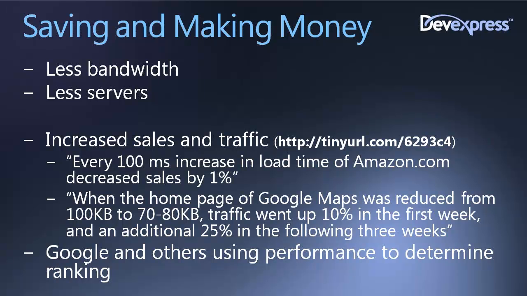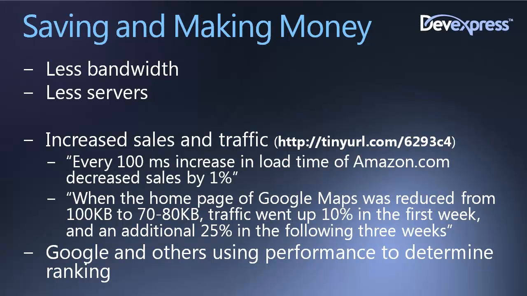For every 100 millisecond increase in load time, Amazon actually loses 1% of their sales, and there's some more info on Google Maps. The other thing is Google and other search engines are starting to use performance to help determine ranking. So if your site performs better, you're going to get a higher ranking, which will drive more traffic. That's the angle: performance is nice, my clients will be happy, but I'm going to be happy as well because I'm going to save money.